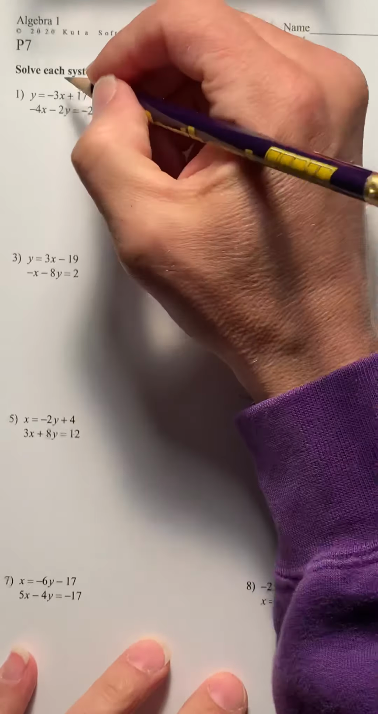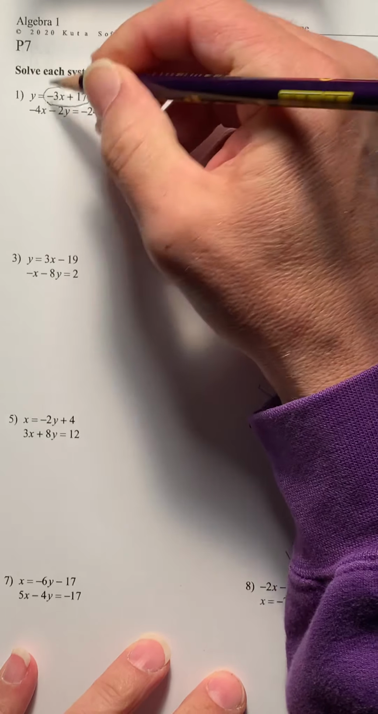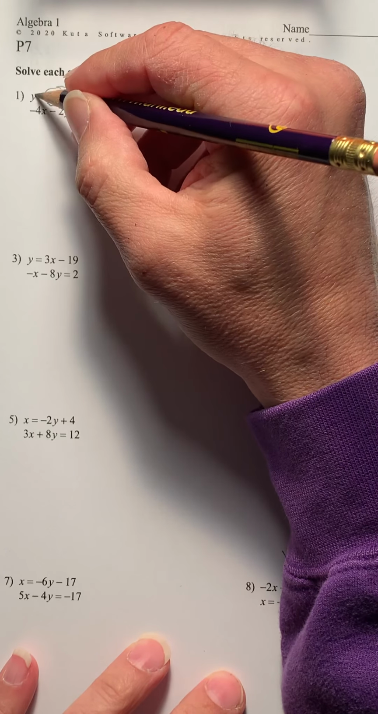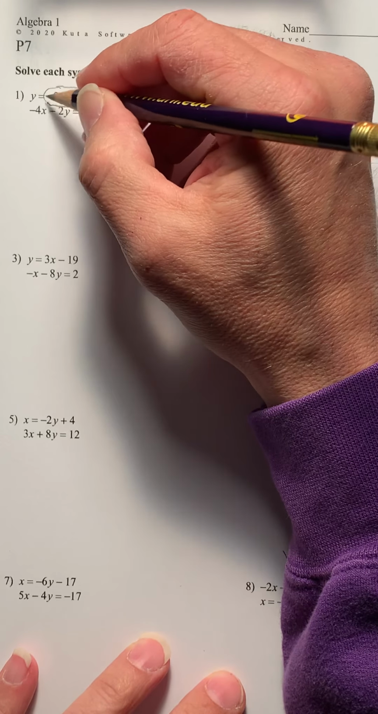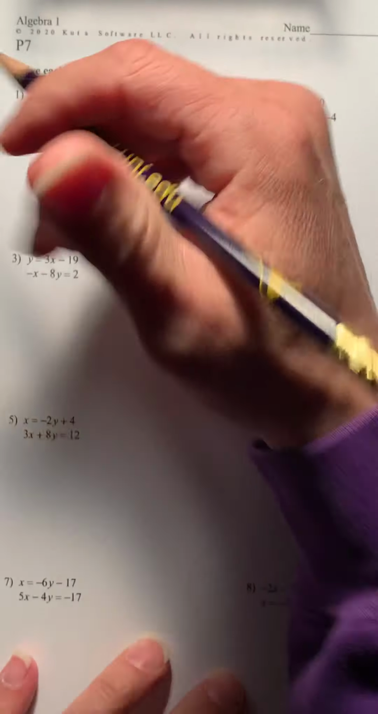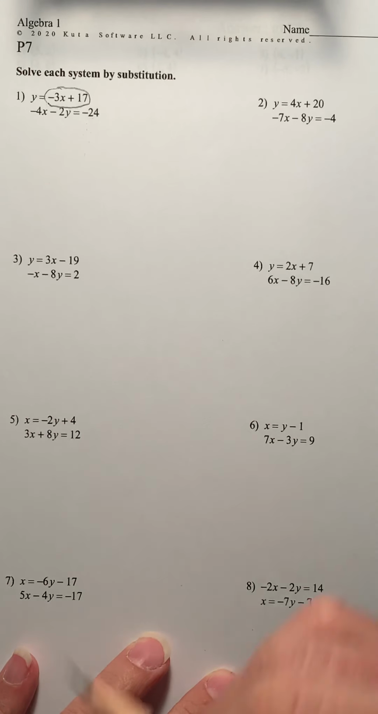And the thing I want to point out to you here in question number 1 is that our y is equal to negative 3x plus 17. That means everywhere there's a y, in place of it, I can put negative 3x plus 17. It's kind of like a substitute teacher. If I'm gone, a substitute comes in, I'm not there.